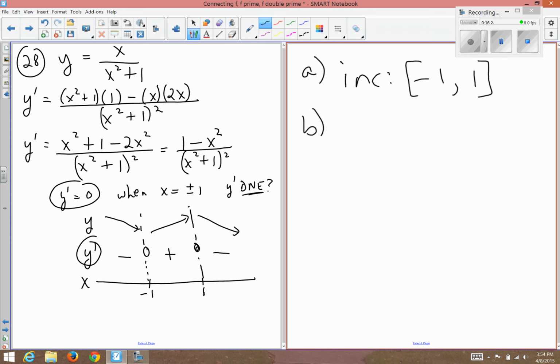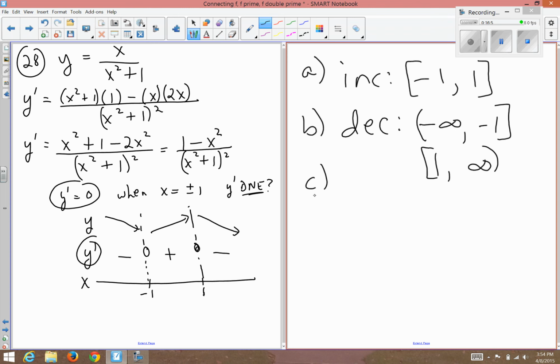Part B. Find the intervals on which the function is decreasing. There's 2 of those. Here, -∞ up to -1. Remember, these are x values, left to right. Round, square. Also here, the x values here are 1 to infinity. Square, round.